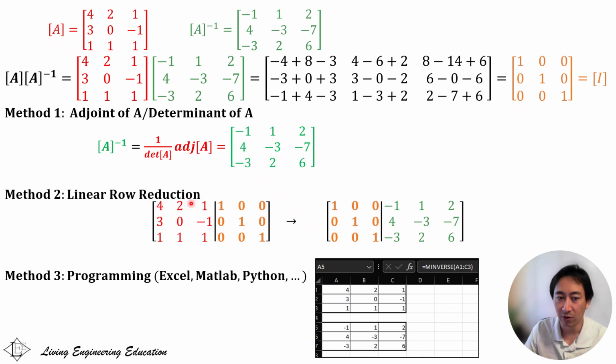The second method is a linear row reduction. This method involves building a matrix with the original matrix A and your identity matrix. The objective is to manipulate the different rows using these 3 rows and building equations relating them in such a way that the left side becomes the identity matrix. When we do that, the right side will then become the inverse matrix.